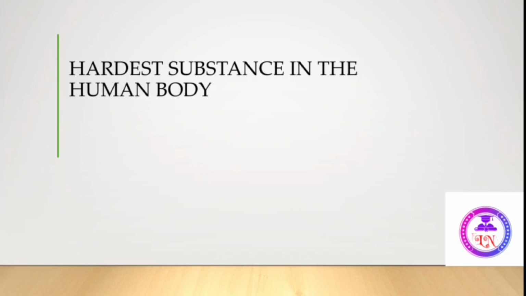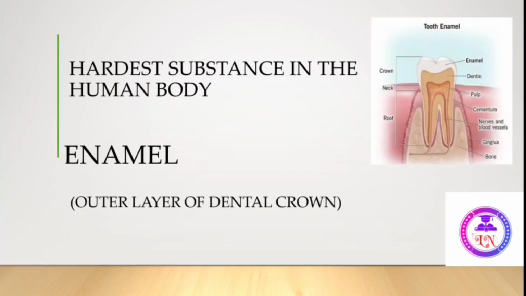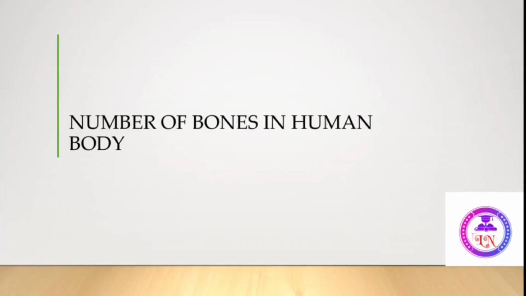Now, the hardest substance in the human body. See, this question is the hardest substance in the human body. That is the outer layer of the dental crown. That is called enamel. If you see, the outer layer of the dental crown is called enamel. That is the hardest substance in the body.